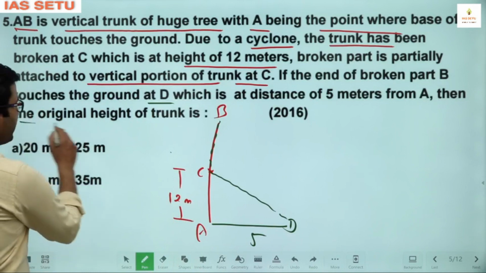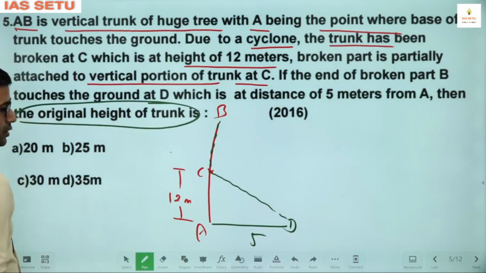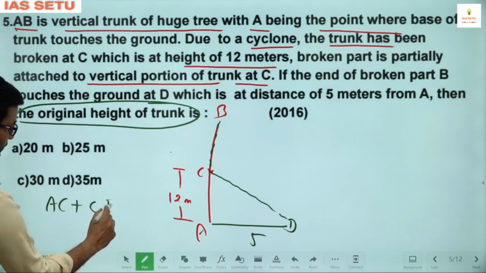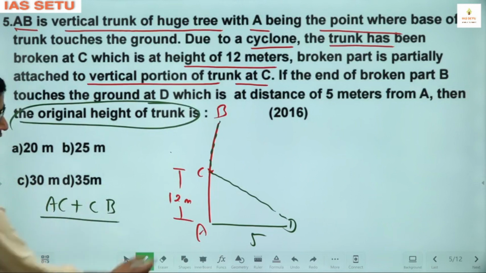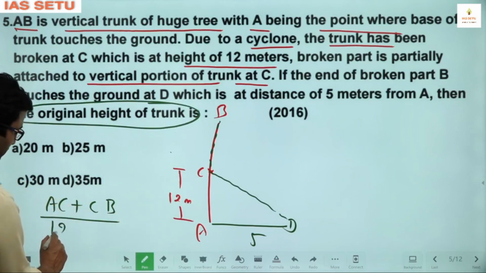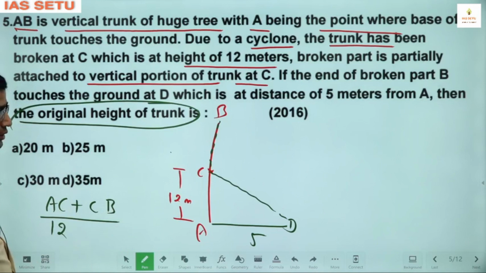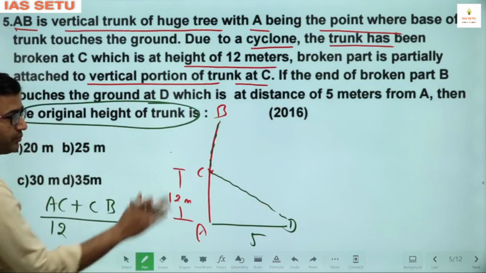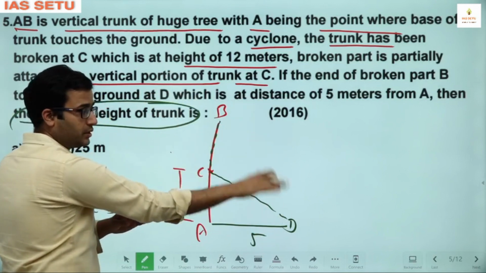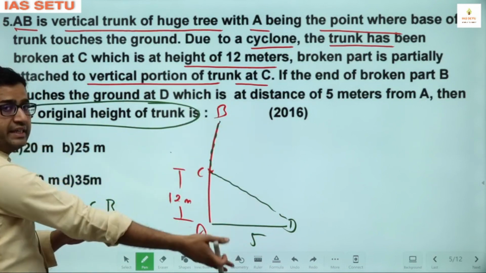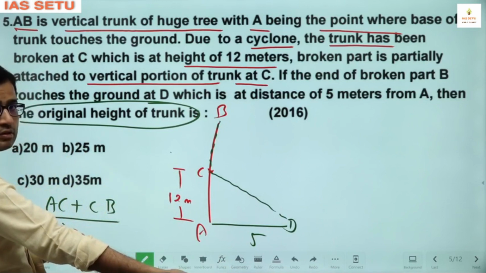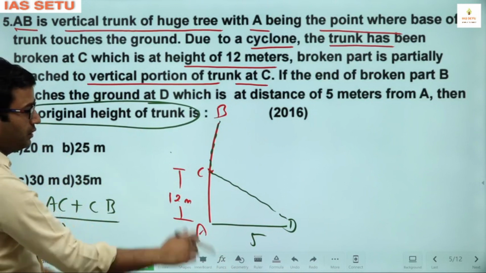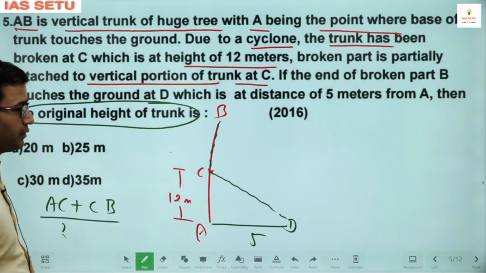Then the original height of the trunk means we have to find AC plus CB. AC is already given as 12 meter, the unbroken part. And BC is the broken part. BC and CD are the same because this is the broken part. BC becomes CD after the cyclone. Before the cyclone BC, after the cyclone CD. So here this is after the cyclone.